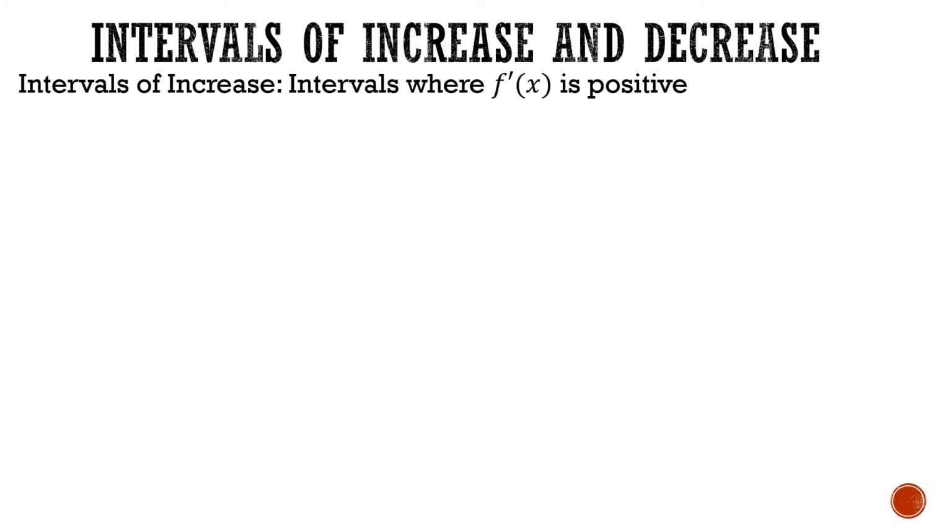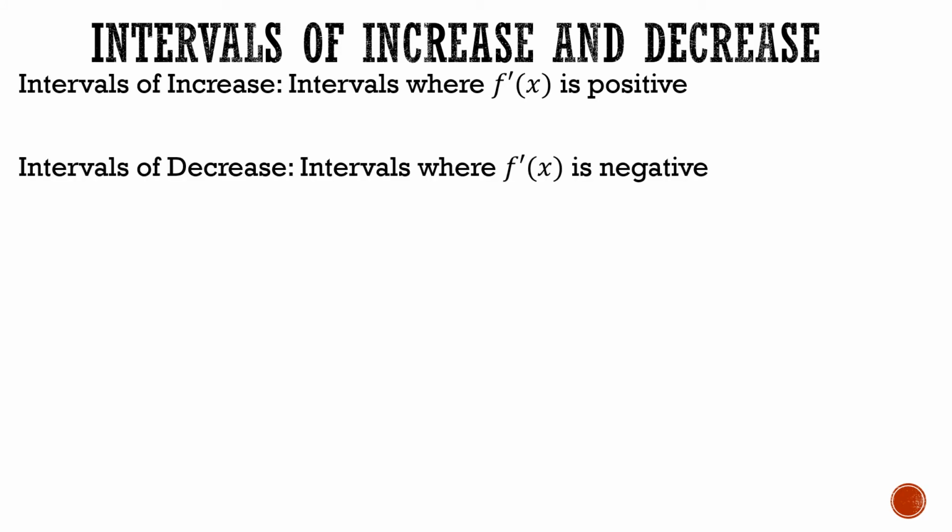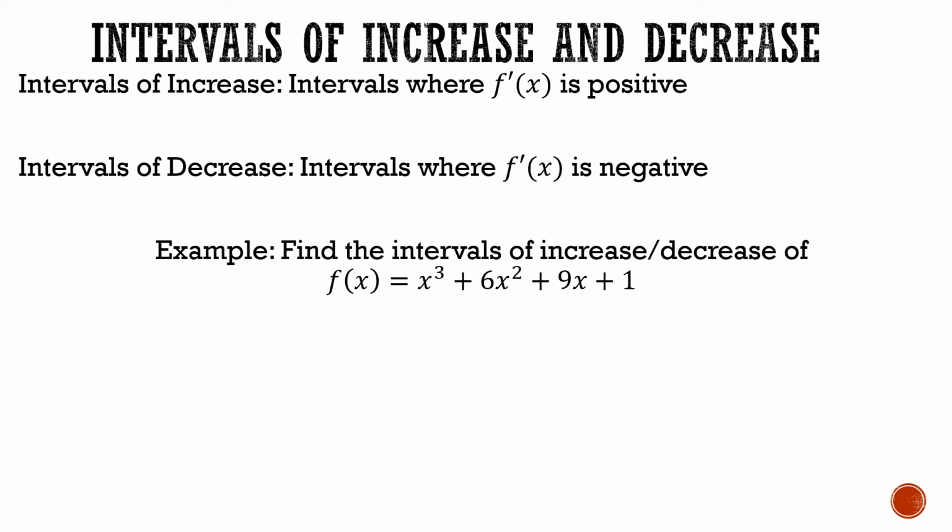Next, we want to find our intervals of increase or decrease. Your intervals of increase are intervals where your derivative is positive, whereas your intervals of decrease are the intervals where your derivative is negative. So using that same example that we just used in the first slide, we want to find the intervals of increase or decrease of the same function. Basically what I'm going to do is take my critical numbers, put them on the number line, and plug numbers to the left and to the right of my critical numbers into my derivative. That's the catch. I'm plugging into my derivative.